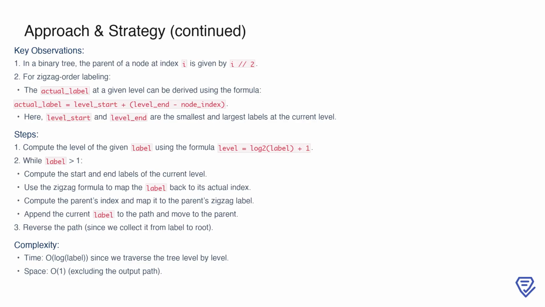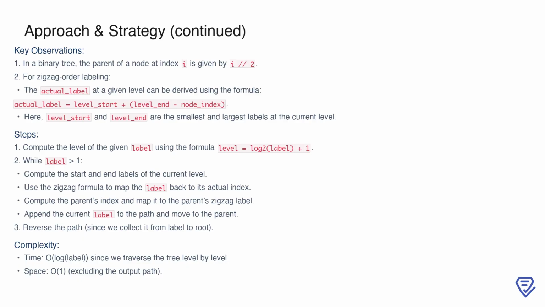To solve the problem, we begin by determining the level of the given label using the formula log2(label) + 1. Then, as long as the label is greater than 1, we compute the start and end labels of the current level, map the label to its actual index using the zigzag formula, and calculate the parent's index. We then map this index back to the parent's zigzag label, append the current label to the path, and move to the parent. Finally, we reverse the collected path to get the correct order from root to label.